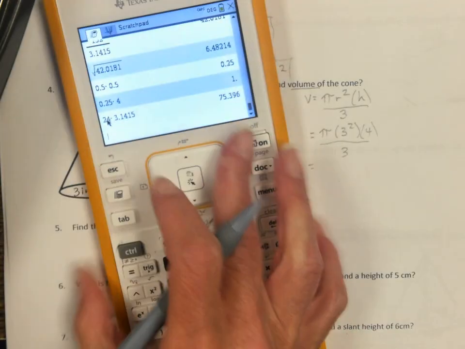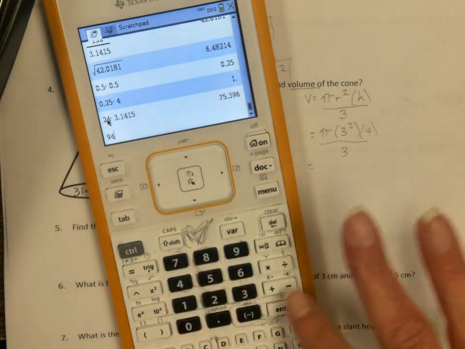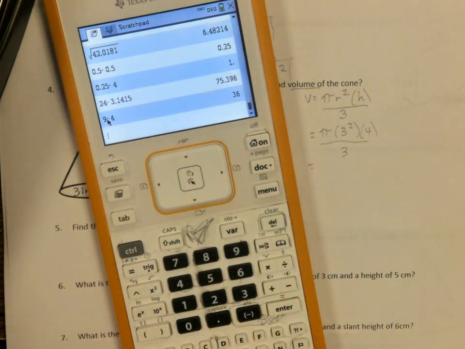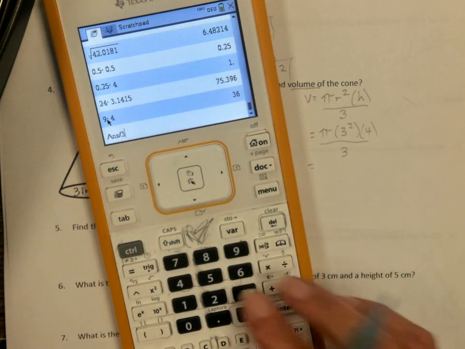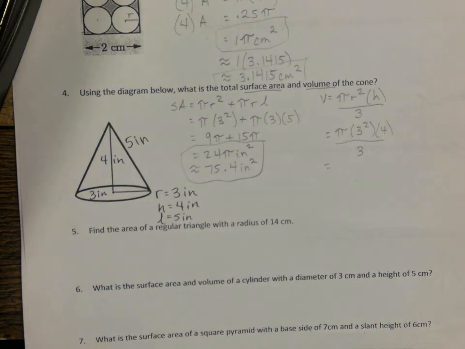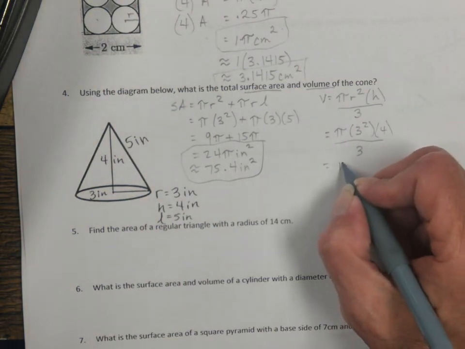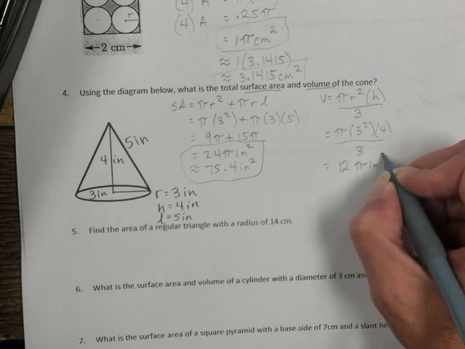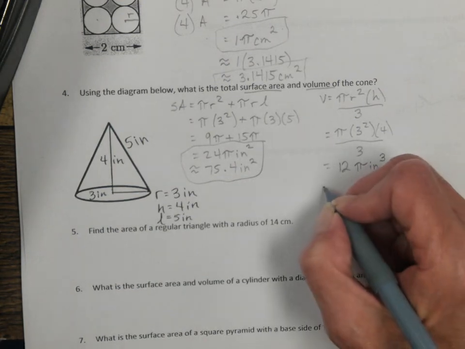So 3 times 3 is 9, 9 times 4 is 36. I go ahead and divide by 3 and get 12. And I get 12 pi inches cubed because it's volume.